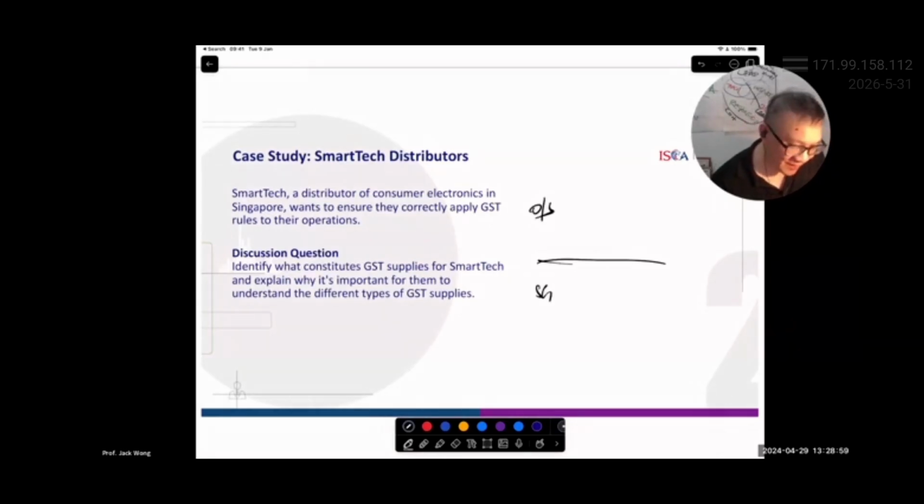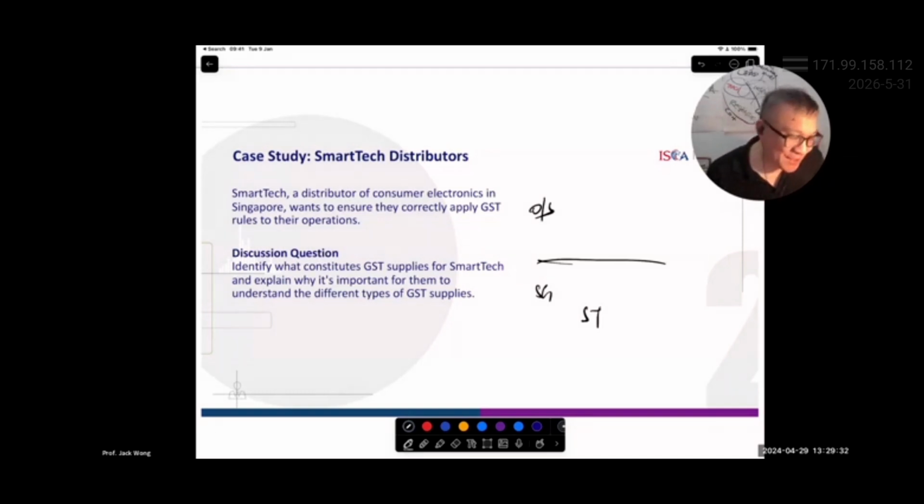And then here we've got Smart Tech, who is a distributor of consumer electronics in Singapore. And then it wants to apply correctly the GST rules in the operation, which is good because they are aware there are penalties involved for incorrect application of GST rules. So the question is, let's identify what constitute GST supplies for Smart Tech, and explain why it is important for them to understand different types of supply.